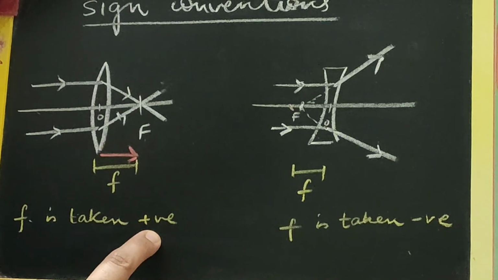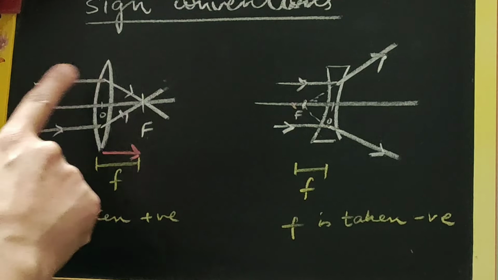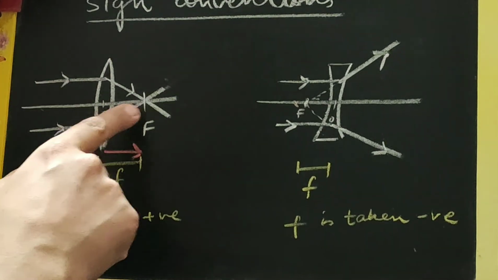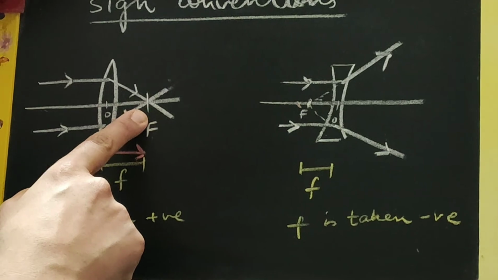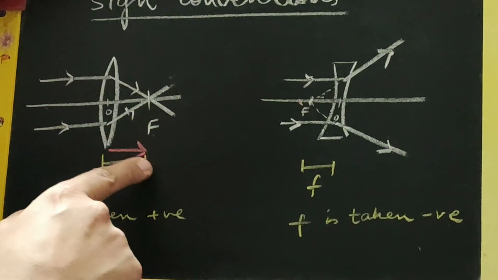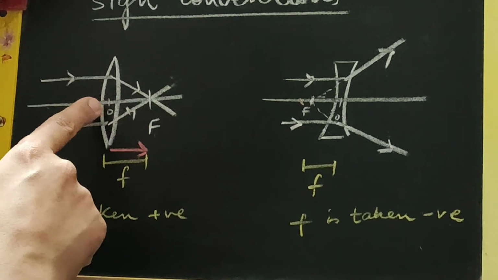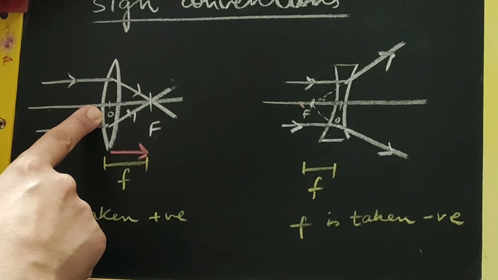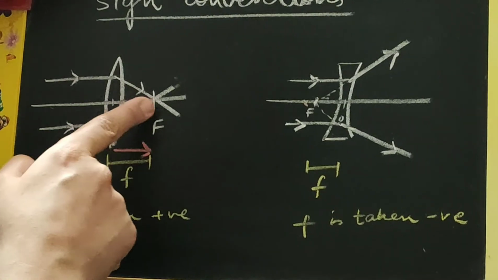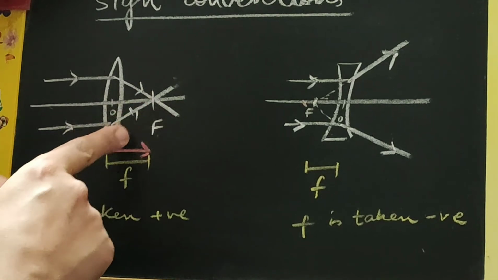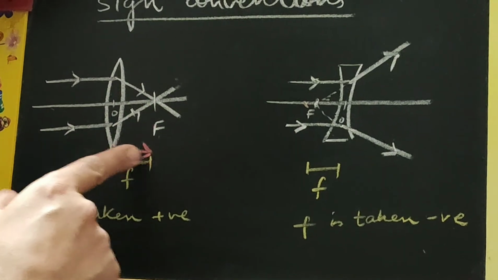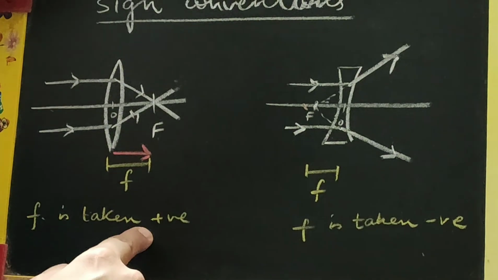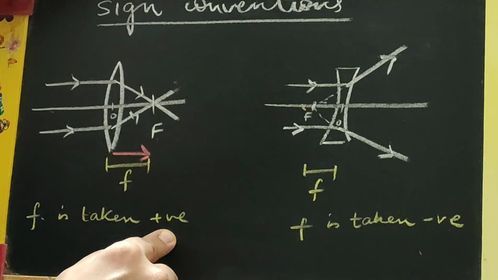I again repeat, for defining the focal length of the convex lens we use this ray diagram. Parallel light rays are converged at the focus. When we measure the focal length, we will start from the optical center as per the sign convention 1. We will move in the direction of incident light towards the focus, and all distances which are in the direction of incident light are taken positive. Hence the focal length of a convex lens is taken positive.